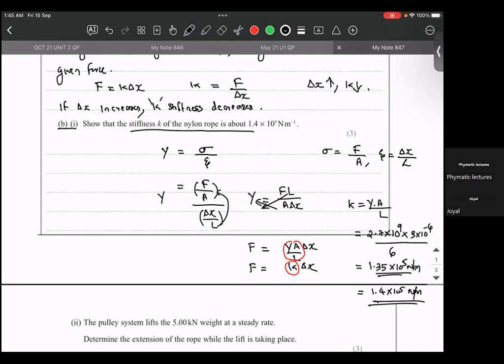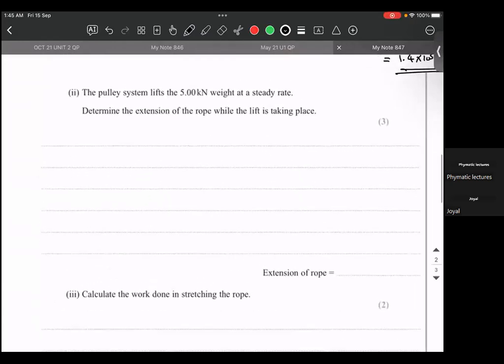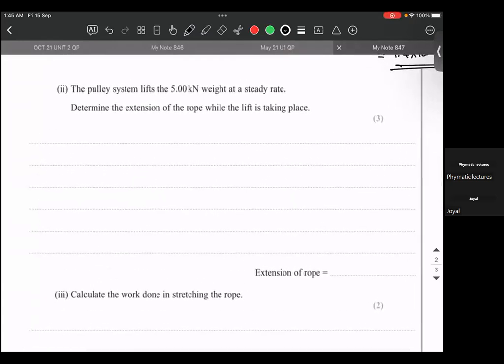Clear? So can I move to the next question? The second part of this question, question number 17. In the second part, they are saying the pulley system lifts the 5 kilonewton weight at a steady rate.